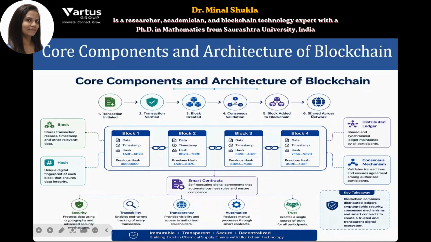Then consensus validation will happen, and once it is validated, it will be added to the block, and then the entire blockchain will be shared among the entire network. So what is the role of all these components? Transaction, verification, block created, consensus validation, block added, and finally shared across the network.